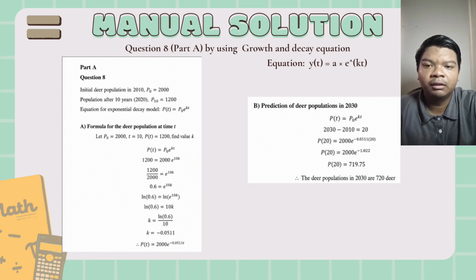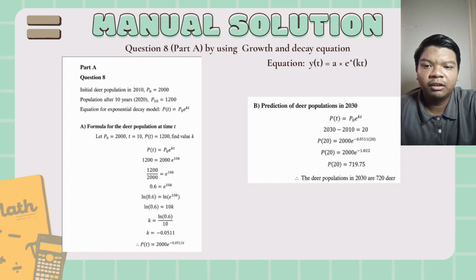For question A, we need to make a full equation. So we need to find the value of k, the decay constant, so we can build the whole formula. To find the decay constant k, we substitute the known values into the equation. By replacing P(t) with 1200, P0 with 2000, and t with 10 years, we obtain 1200 = 2000 e^(10k).